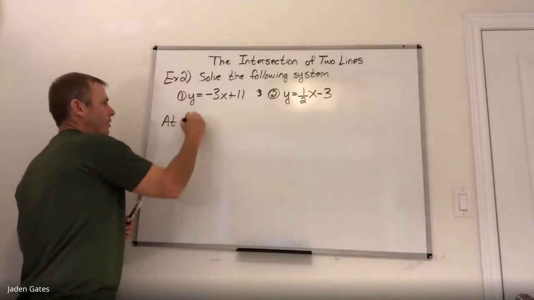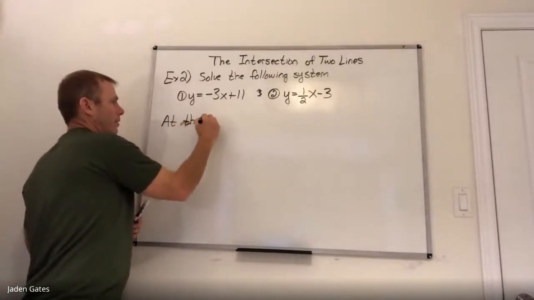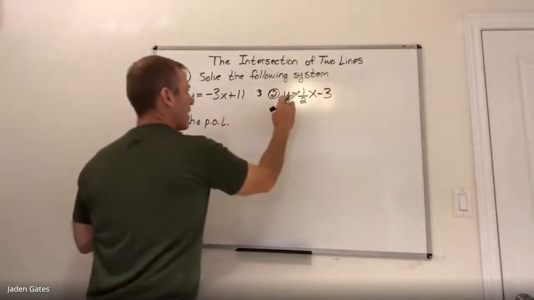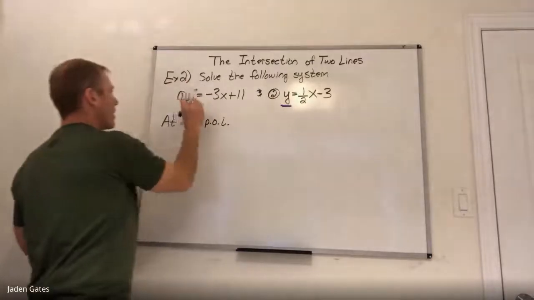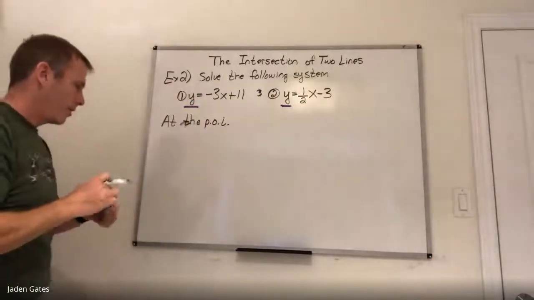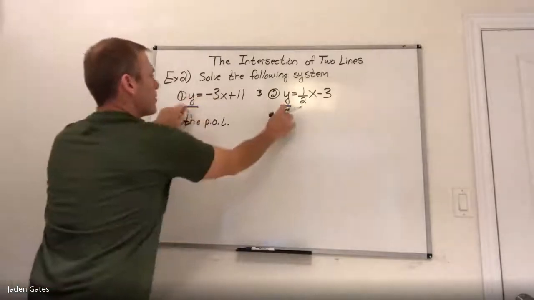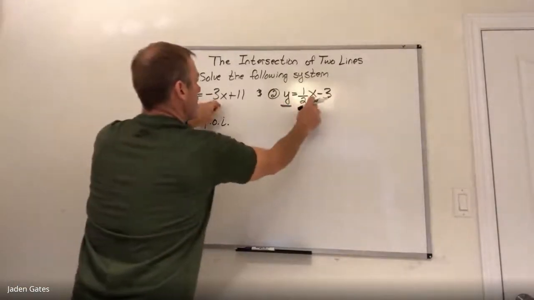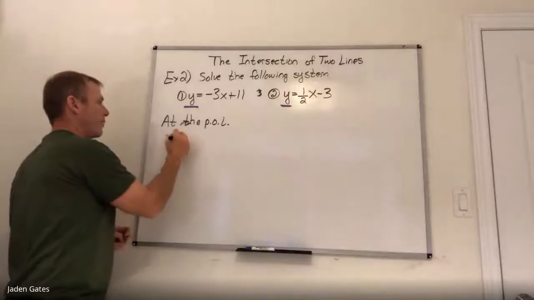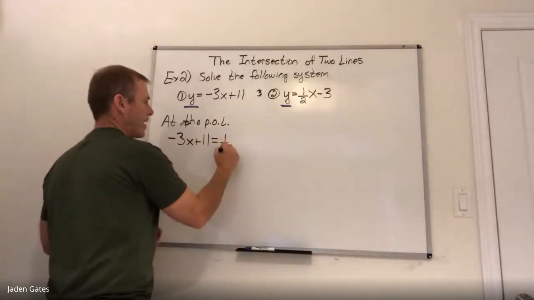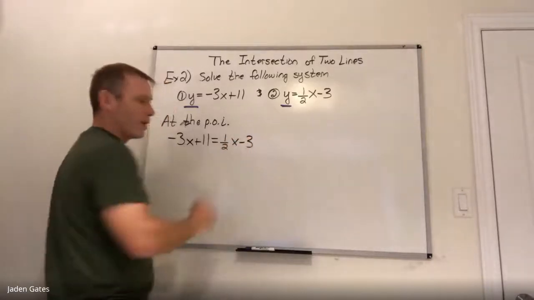The POI. This y and this y are the same, right? Same x, same y, same time. I keep saying it. So if these two are the same, they're equal. That means these two guys are equal. So I got negative 3x plus 11 equals 1/2 x minus 3.